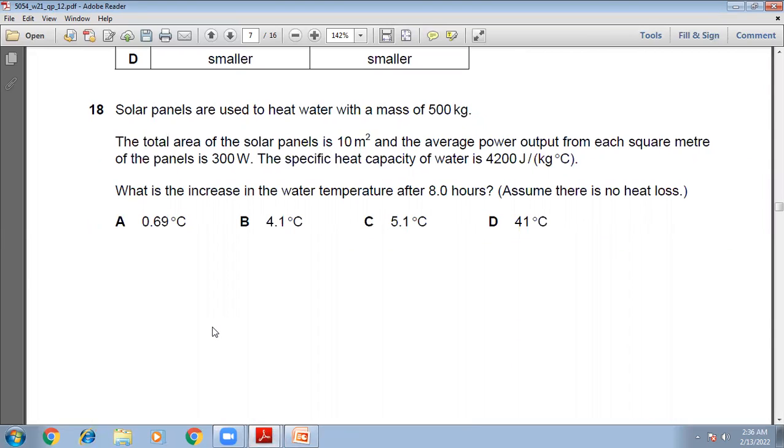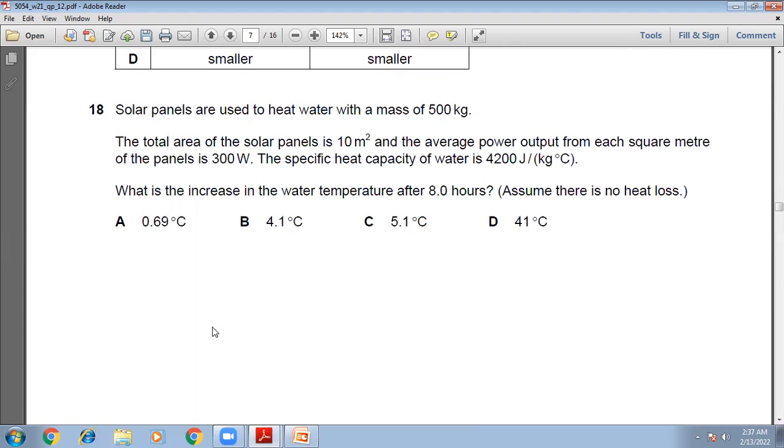Solar panels are used to heat water with a mass of 500 kg. The total area of the solar panels is 10 meter square, and the average power output from each square meter of the panel is 300 watt. The specific heat capacity of the water is 4200 joules per kg per degree centigrade. What is the increase in the water temperature after 8 hours? Assume there is no heat loss.